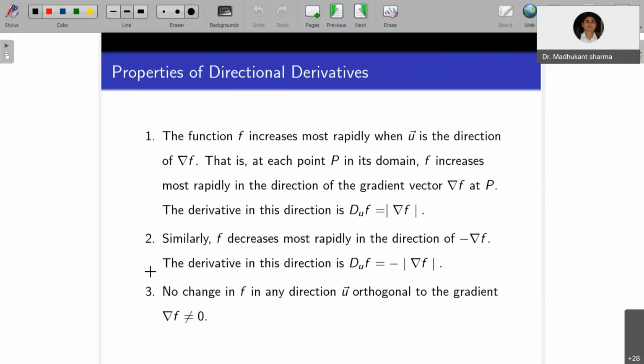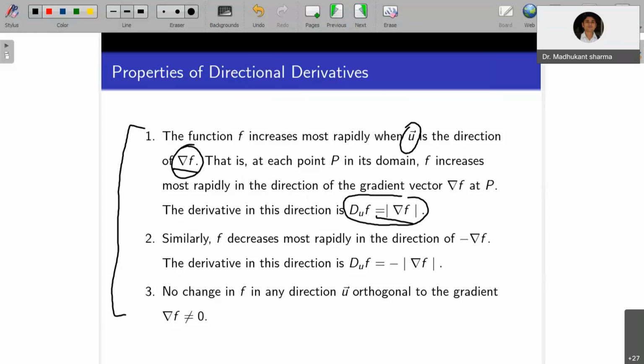I have already explained the following properties of directional derivatives. As mentioned, the function f increases most rapidly when u is in the direction of grad f, when you move in the direction of grad f, and the maximum value is mod grad f. These three properties can be asked in the GATE exam as well. You may have a question on the most rapid increase, most rapid decrease, or no change. When you have the unit direction in the direction of grad f, you will see the rapid increase, and the maximum value is mod grad f.